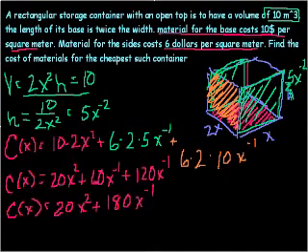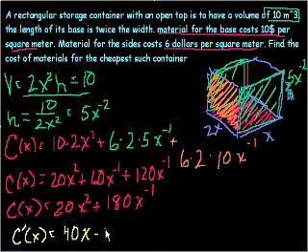So let's do that. So C prime of x, and this is a fun non-hairy derivative. So it's 40x, right, 2 times 20x, and then minus 180 x to the minus 2. And the minimum or maximum point are going to be where this is equal to 0. So let's set that equal to 0.